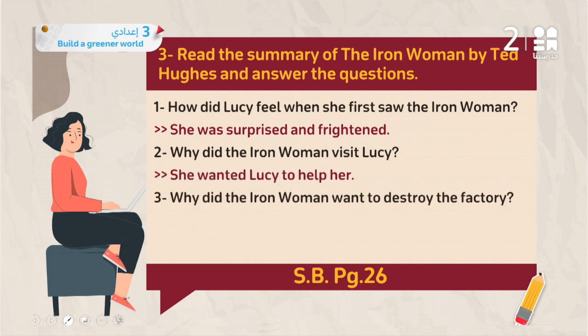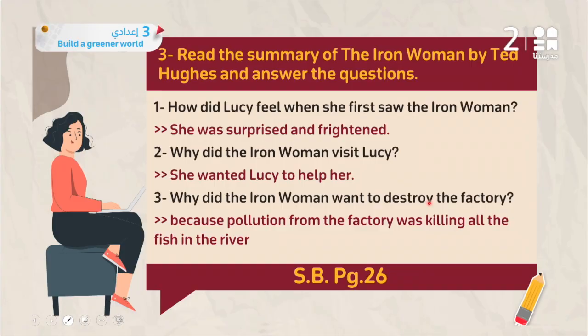Why did the Iron Woman want to destroy the factory? ليه الأيرون وومن دي كانت عايزة تدمر المصنع؟ مين فاكر المعلومة؟ Of course she wanted to destroy the factory because of the pollution caused by the factory in the river. بسبب التلوث اللي المصنع ده عمله للنهر. Because pollution from the factory was killing all the fish in the river. التلوث كان بينزل في النهر وبيتسبب في قتل كل السمك.